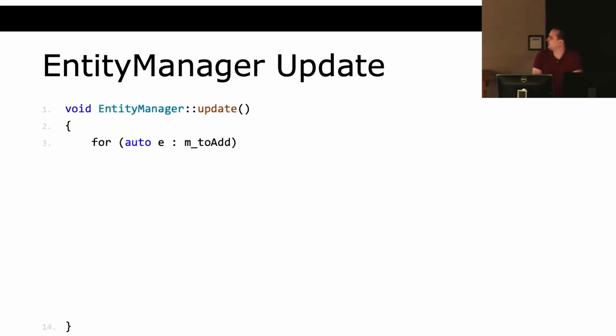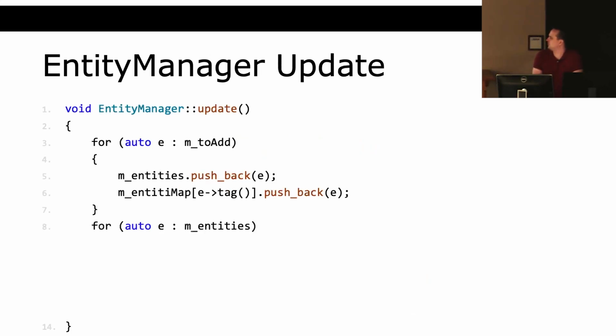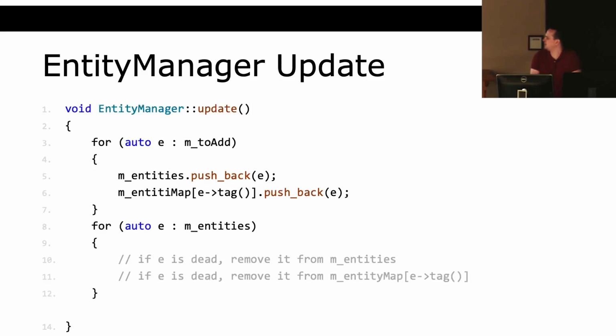So here's our update function. This is what we just wrote, which is the adding part where we go through all the things we want to add and add them. And then I'm putting this in pseudocode here because this is part of what you have to do on the assignment. And that is go through all of the entities, and if e is no longer alive, remove it from all the entities, as well as removing it from the map vector as well. And then you clear mToAdd.